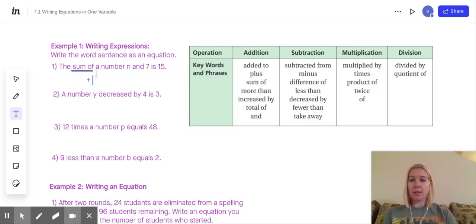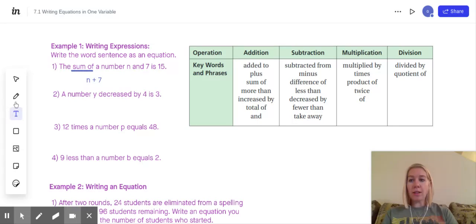So let's see, the sum of a number n. It doesn't give us a number, but it gives us the variable n. So we're going to be adding n. So the sum of a number n and 7. So we're going to be adding n plus 7.